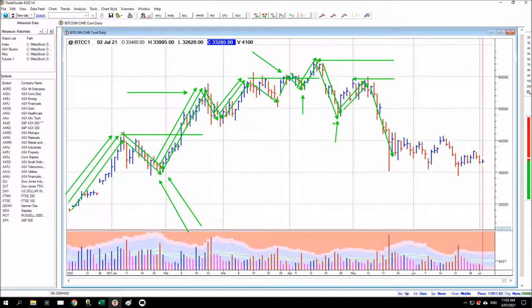At this point, the sellers may have taken control. The length and duration of the selling waves is now longer than the length and duration of the buying waves, the up waves. Right at this point, the trend may be about to change.